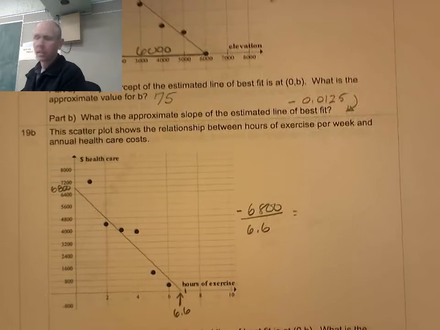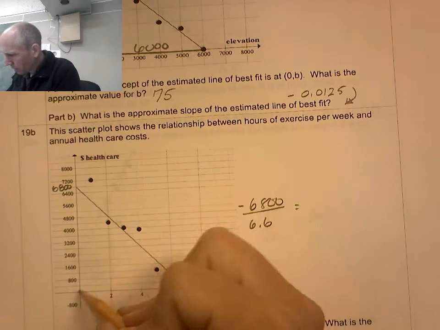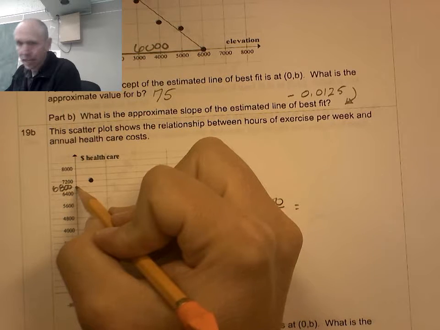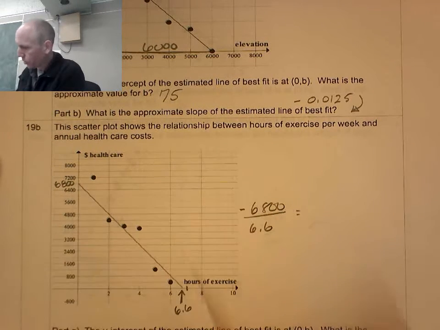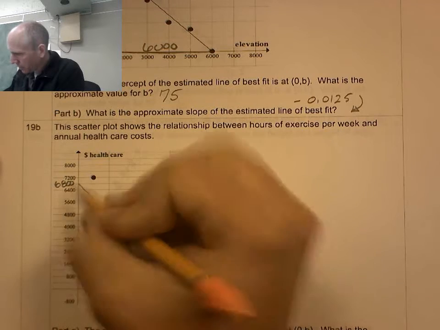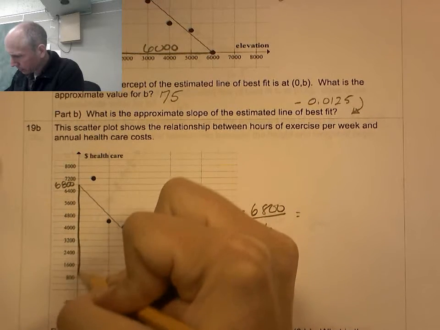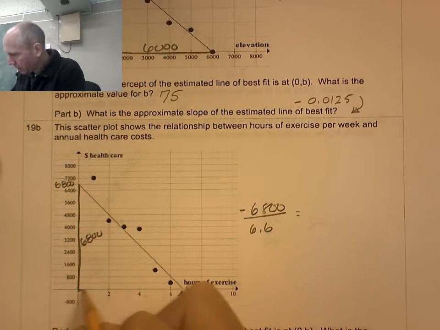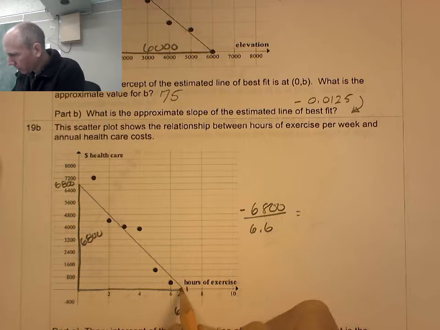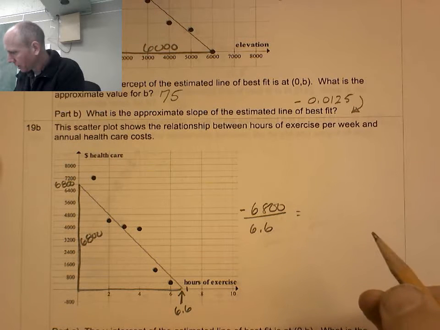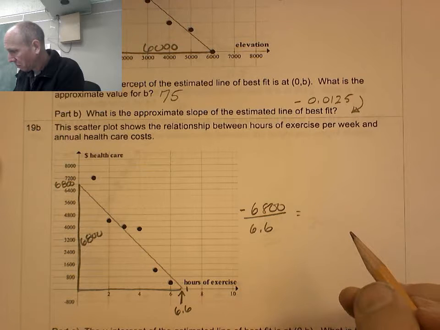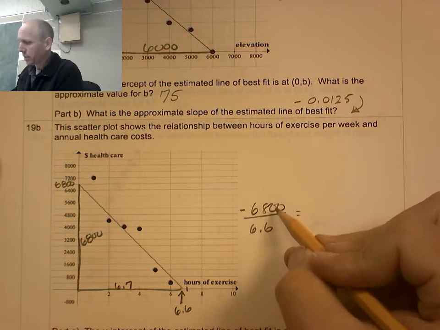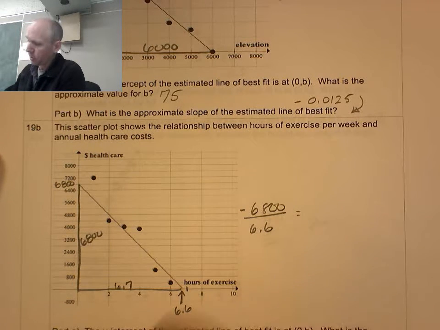Okay, this one, same idea. Looks like the intercept is, well, this is going up by 400s each time. So this is 6,400, so that would be 6,800 right there. I'm going to use that for my rise. And my run, I estimated at about 6.6. So rise over run, I said 6.6 and wrote down 6.7.